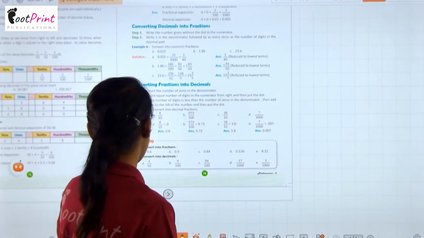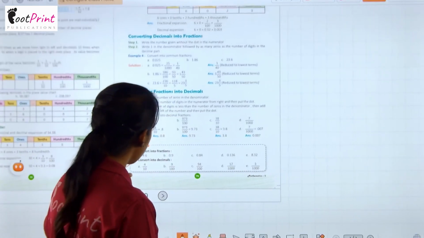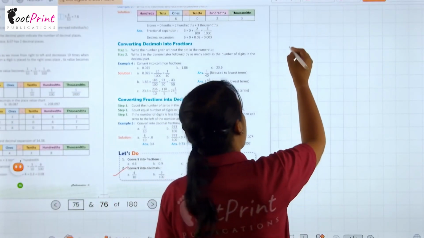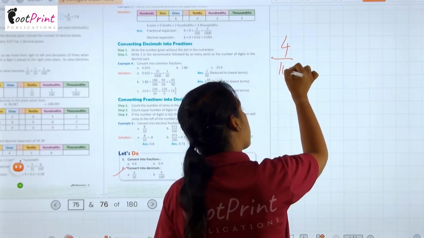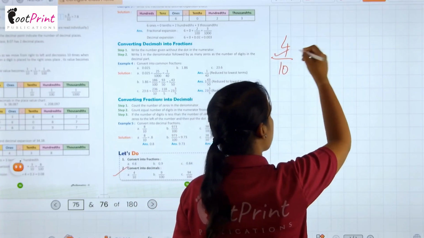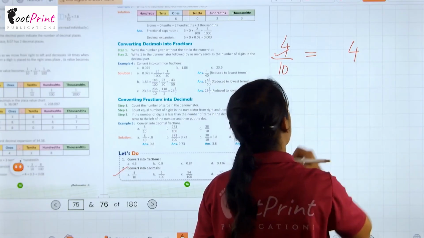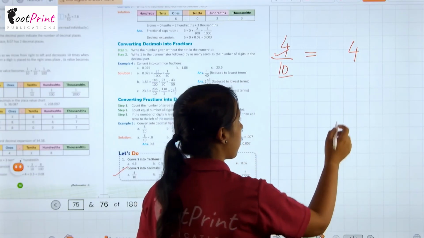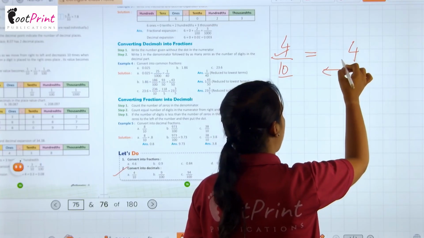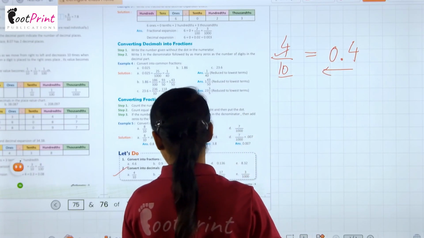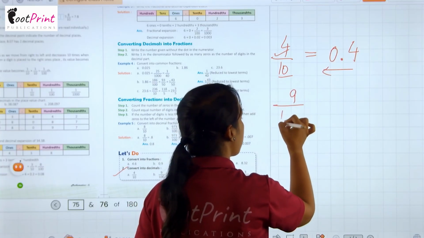Now question number 2, we have to convert into decimals. We already learned how to convert into decimals. So here 4 by 10 is given. First we write the number and then we count the zeros. Here 1 zero is there. It means from the right we count 1 digit and then put the decimal point. So we get 0.4.